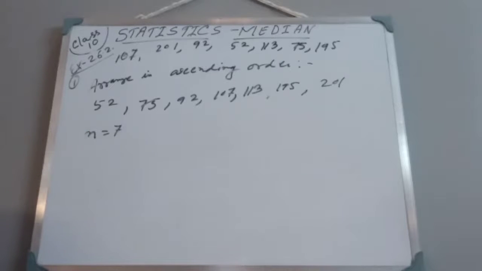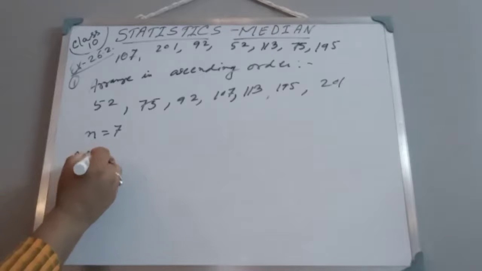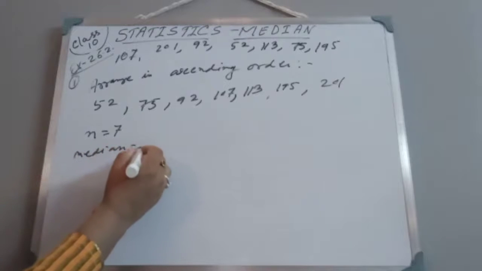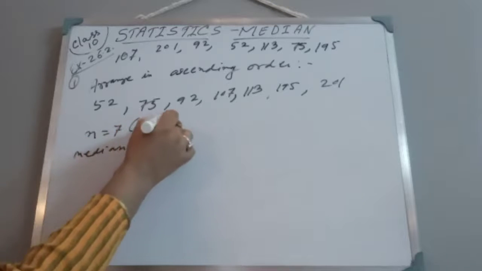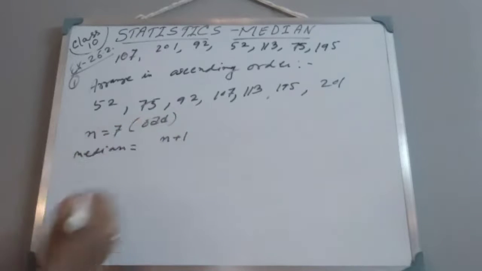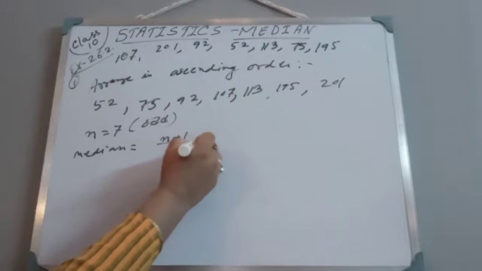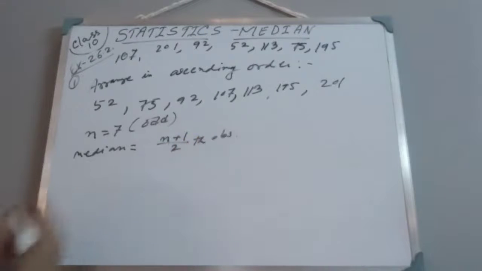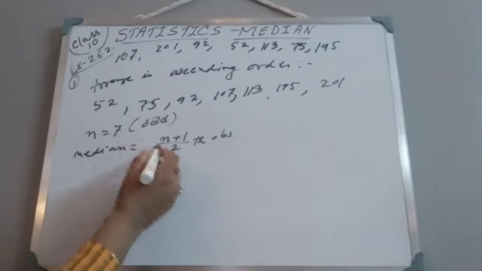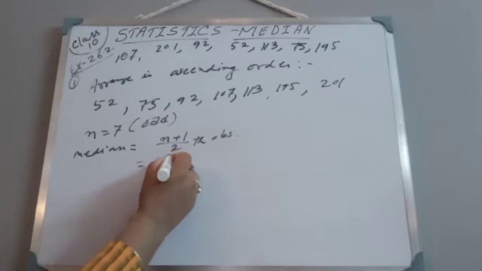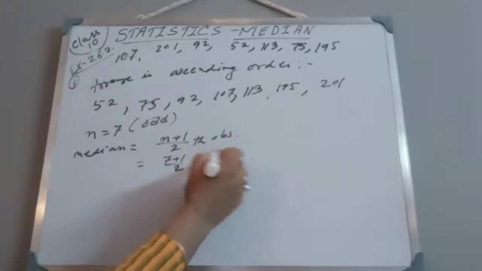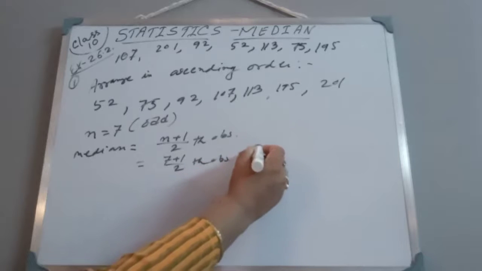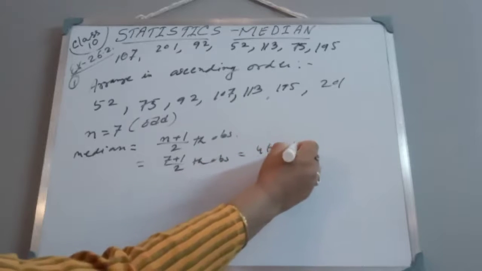Then what is median? Since n is equal to 7 and this is an odd number, median will be the (n plus 1) by 2th observation. Got it? Now n plus 1 means 7 plus 1, that means 8. So 8 by 2 equals the 4th observation.